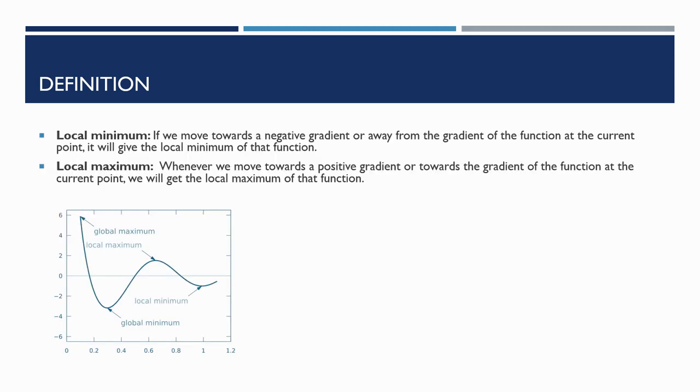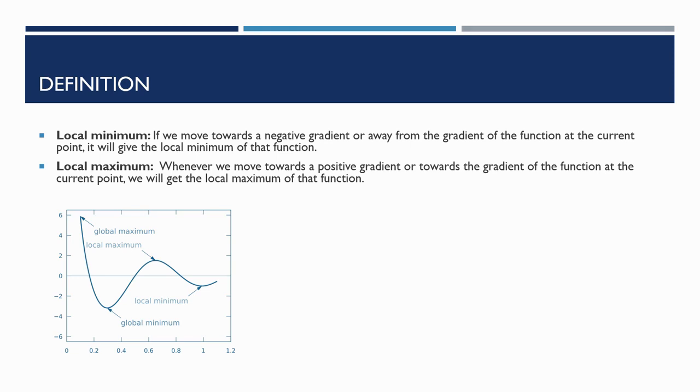Before going into detail on gradient descent, we need to understand what a local minimum and a local maximum are. A local minimum is a point in the function where the function is lower than all nearby points. In other words, it's a point where the function reaches a minimum value in a small neighborhood of the point. Similarly, a local maximum is a point where the function is higher than all the nearby points.